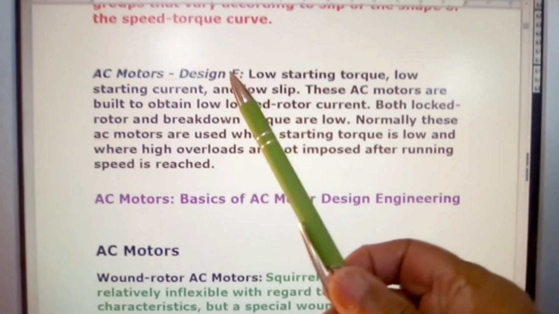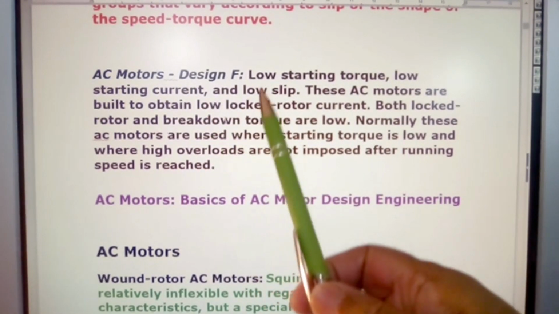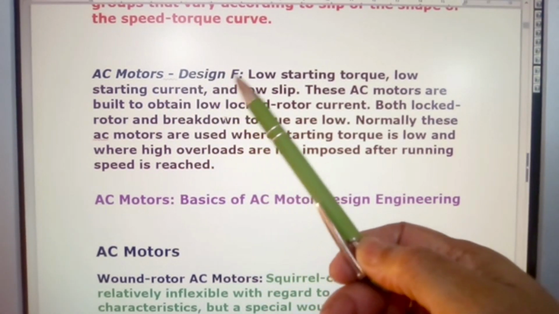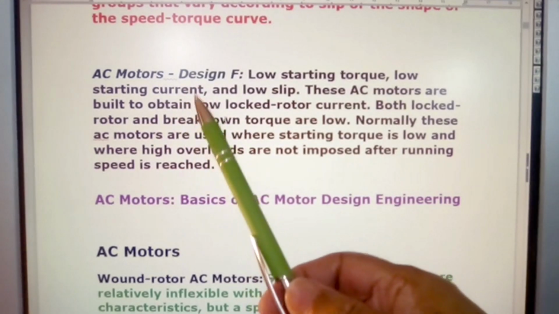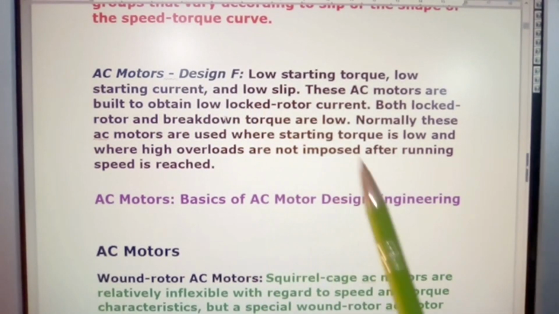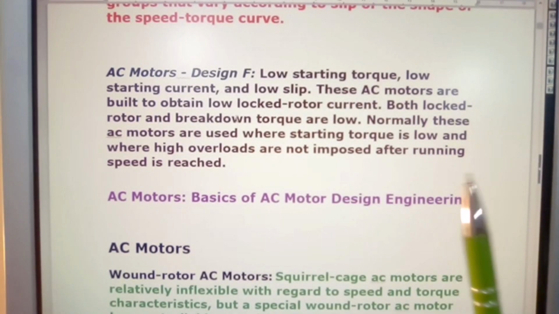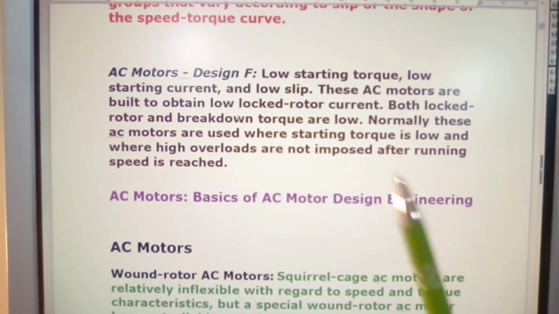Okay. AC motors design F: low starting torque, low starting current, and low slip. So if you have a motor with design F, you can be sure that it will have a low starting torque, low starting current, and a low slip. Now you need slip to ensure that the motor runs. If there is no slip, there is no rotation.